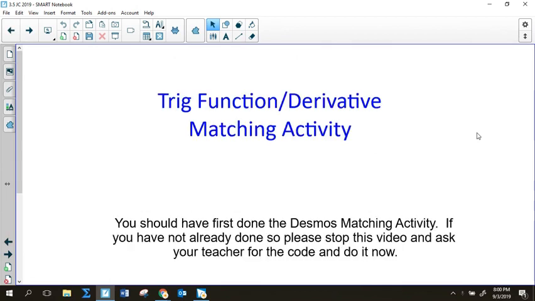Okay, so the first thing you should do is do the Desmos matching activity. So if you haven't already done that, pause the video and get the code from your teacher and do that first. So go ahead and get that done if you haven't already and come back.